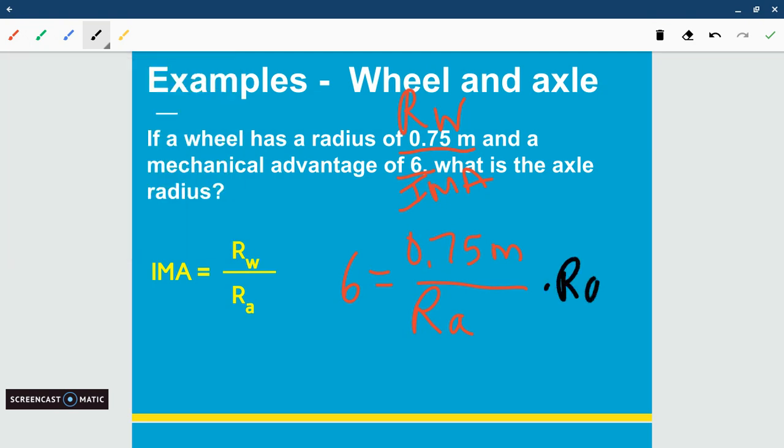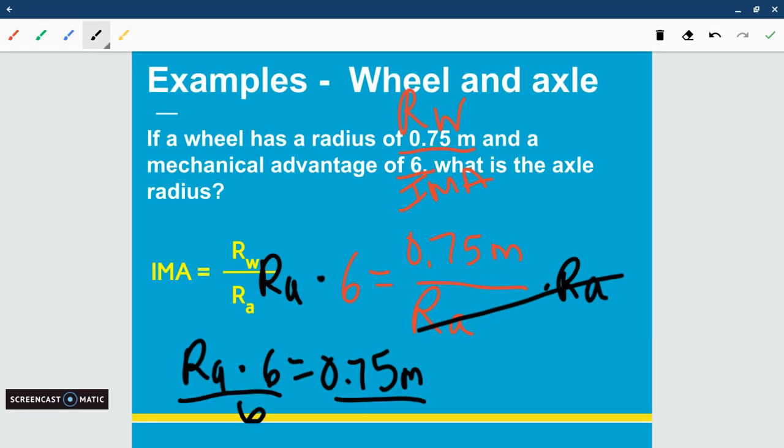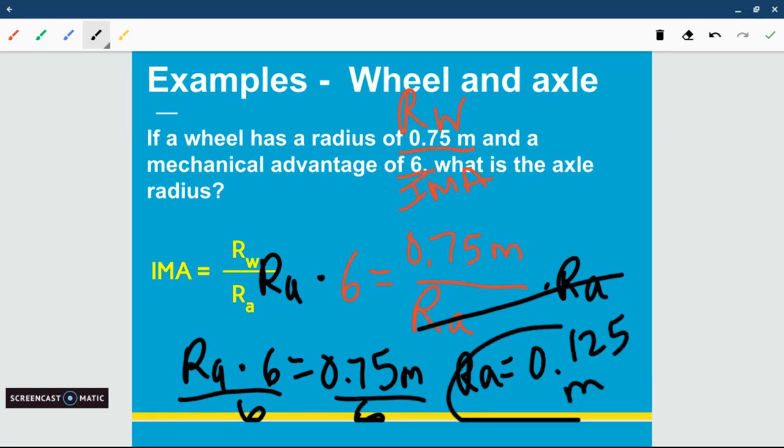Multiply both sides by the radius of the axle. So if I rewrite this, I have the radius of the axle times 6 equals 0.75 meters. To solve this, divide each side by 6. And you would get the radius of the axle is 0.125 meters. So either way that you do it, as long as you solve it correctly, you will get 0.125 meters as the radius of the axle.